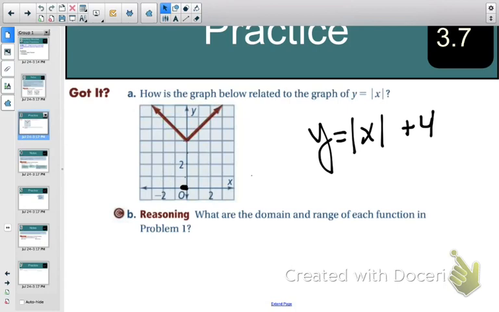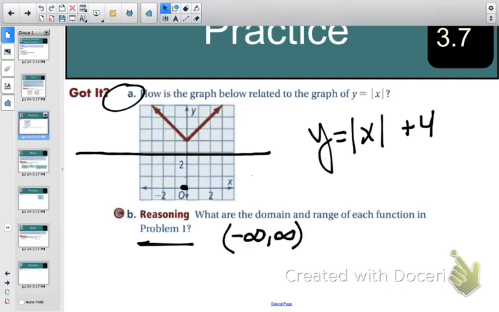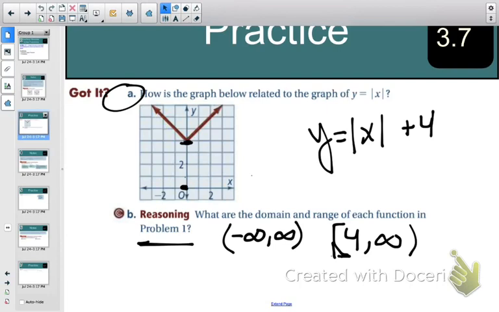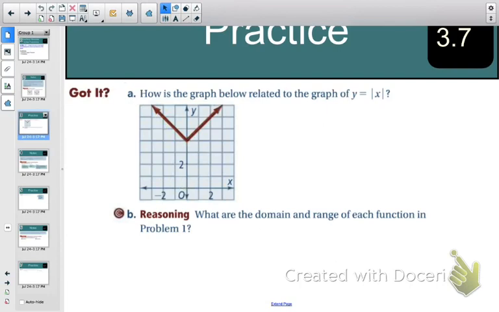What are the domain and range in problem A? The domain is all the x values. Whenever you go left to right, there's always going to be an x value there. So your domain is negative infinity to positive infinity. Now your range, if you take a line and go from the bottom to the top, you're not going to hit that red graph until this point right here. So your range starts at 4, and then it goes up forever. So 4 to infinity. We use a bracket right there because it actually touches 4, and it approaches infinity. Domain and range.